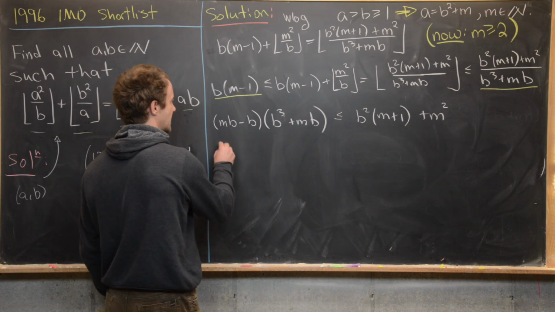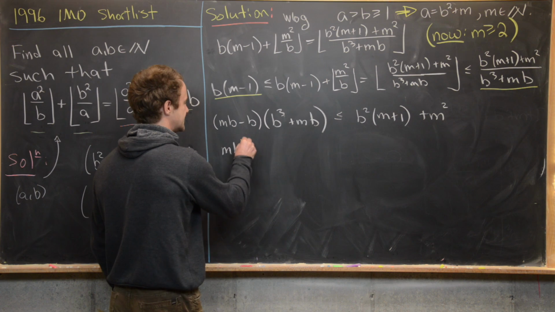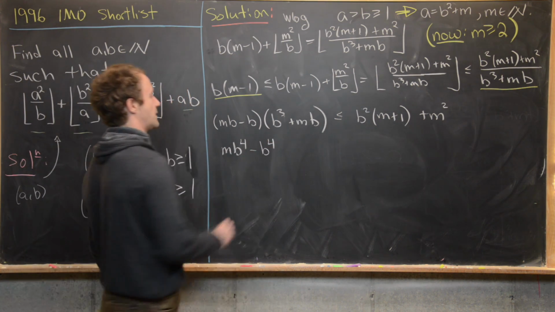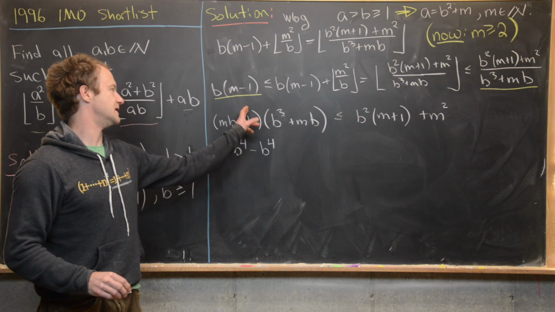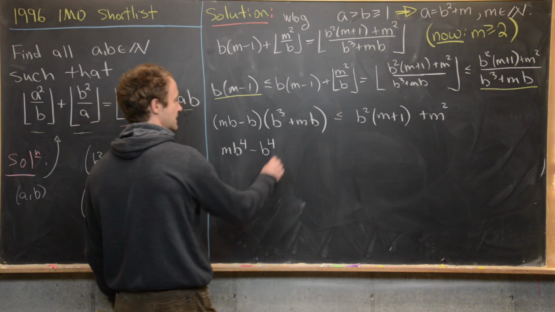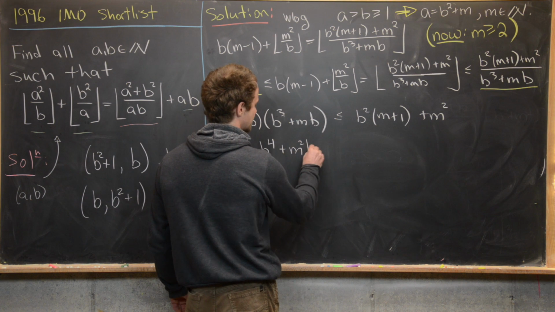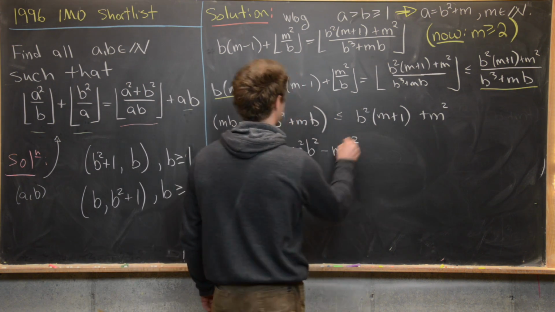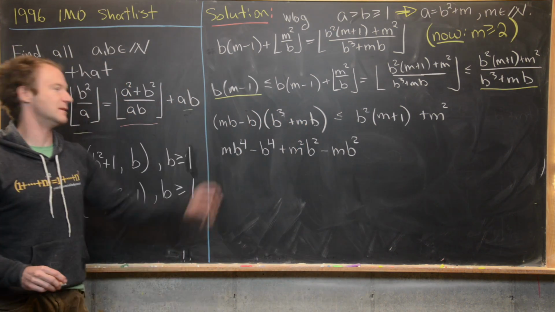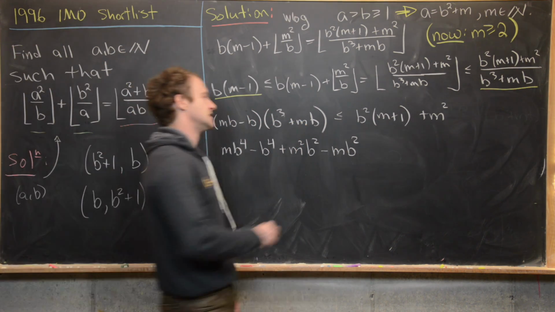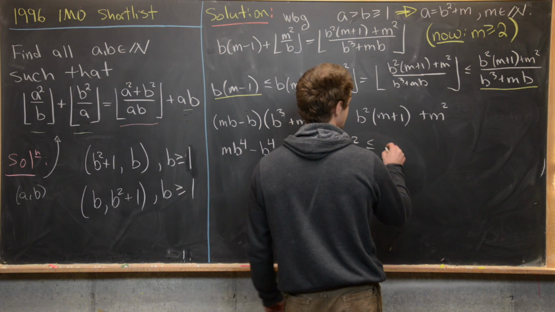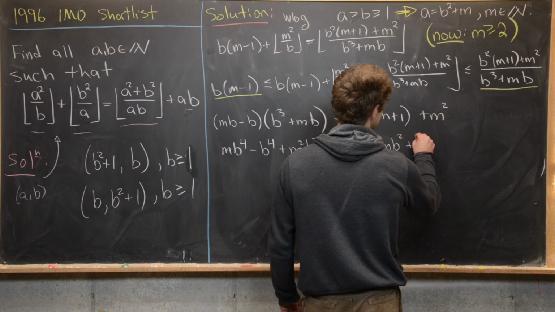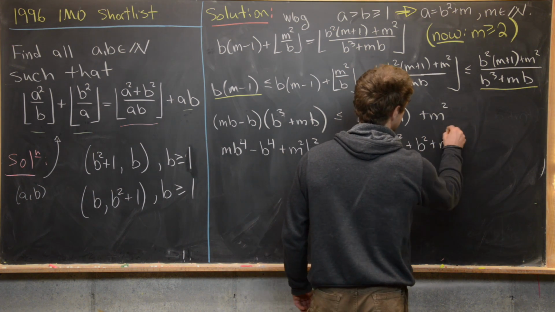Okay, now let's expand both sides of this inequality. So here we'll get m times b to the 4th power, and then minus b to the 4th power. So that's by multiplying this b cubed onto both of these. And then next we'll have plus m squared b squared minus mb squared. So that's multiplying this mb onto both of those. Now we can expand out this right-hand side. That'll give us mb squared plus b squared plus m squared.